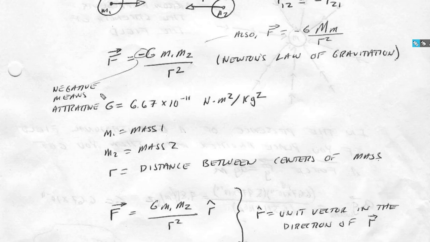Now there's a new G here, a new gravitational constant. It's 6.67 times 10 to the minus 11 newton meters squared per kilogram squared. M1 is mass 1, M2 is mass 2, and like I said before, R is the distance between the centers of mass. Now, this equation here, I wrote M1 M2, and there's nothing wrong with that, but usually what you'll see with these equations is G, and then they'll have big M, little m over R squared.